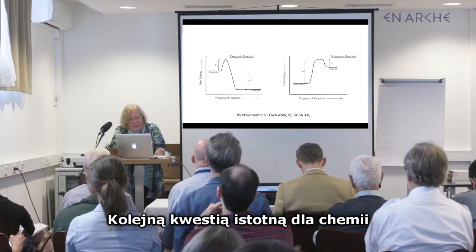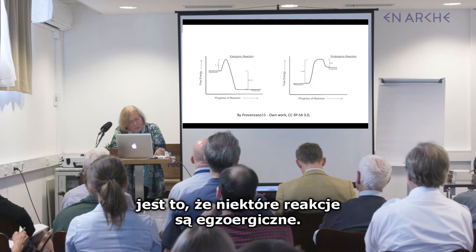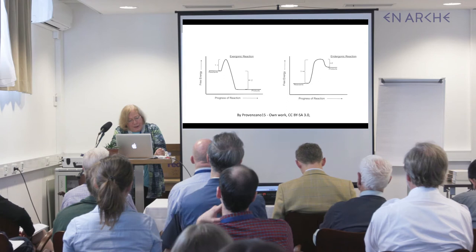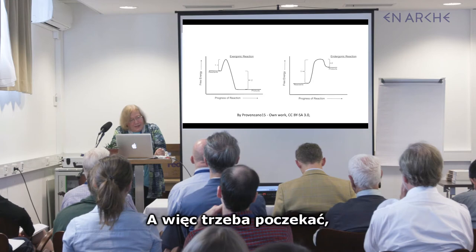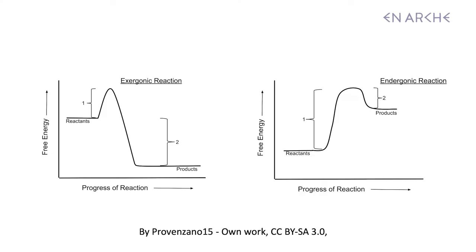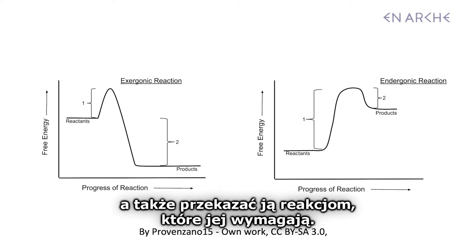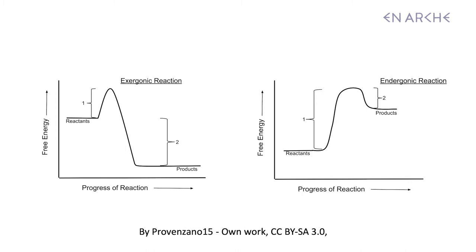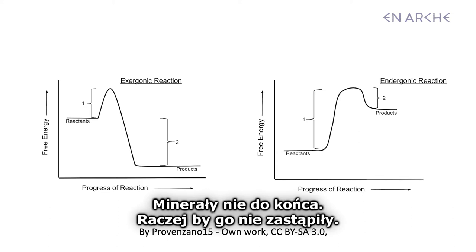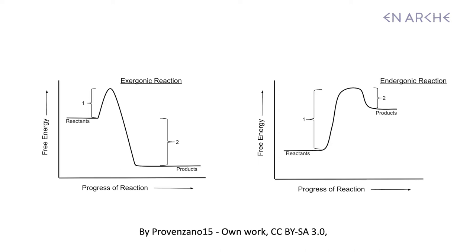The other thing that's really important for chemistry: some reactions are exergonic, they generate energy, and others are endergonic, they require energy to take place. So you have to have a way to receive and store energy and a way to transmit energy to reactions that require it. Of course, the cell uses ATP. Minerals, not so much. I don't think that they would substitute. All right, so these are features of metabolism that have to be explained.